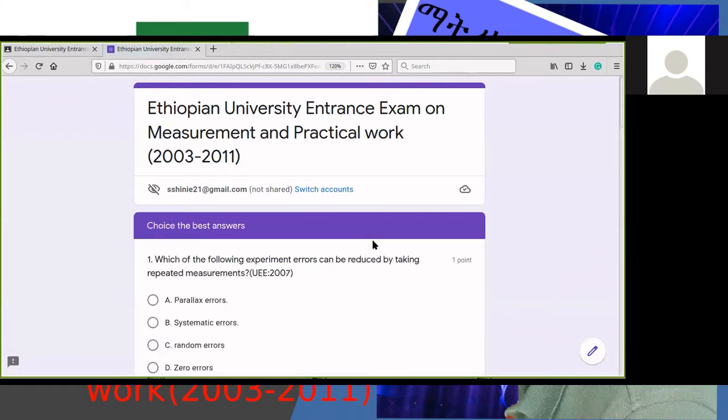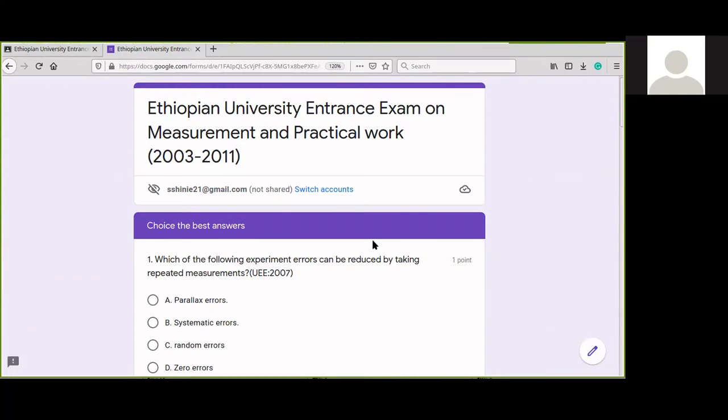Okay, good. So the first question is from University Entrance Exam 2017. Which one of the following experiment errors can be reduced by taking repeated measurements? A, parallax error, B, systematic error, C, random error, D, zero error.